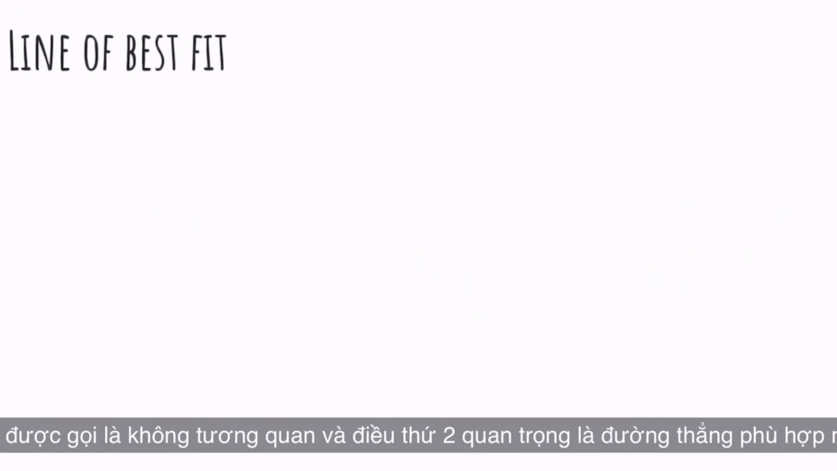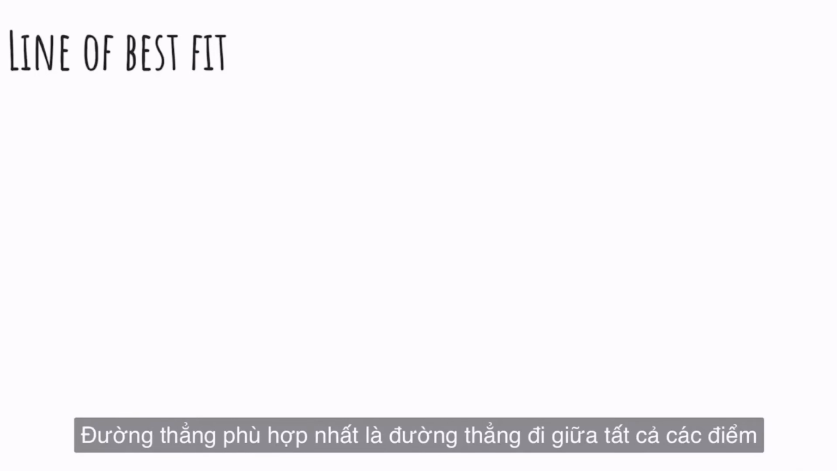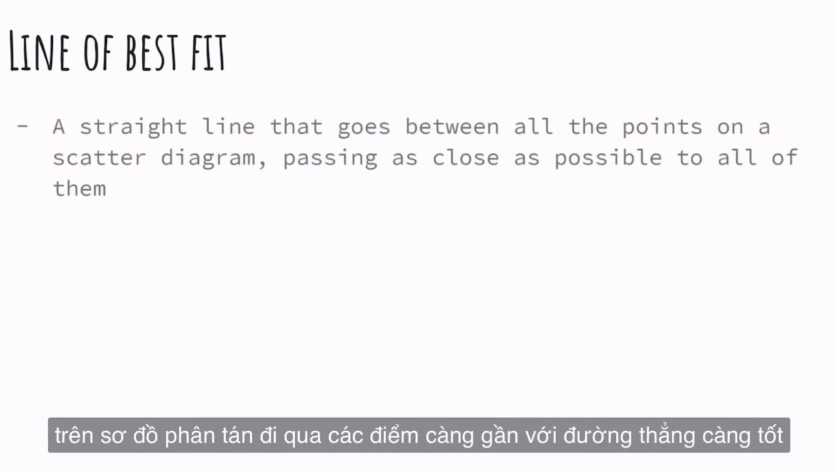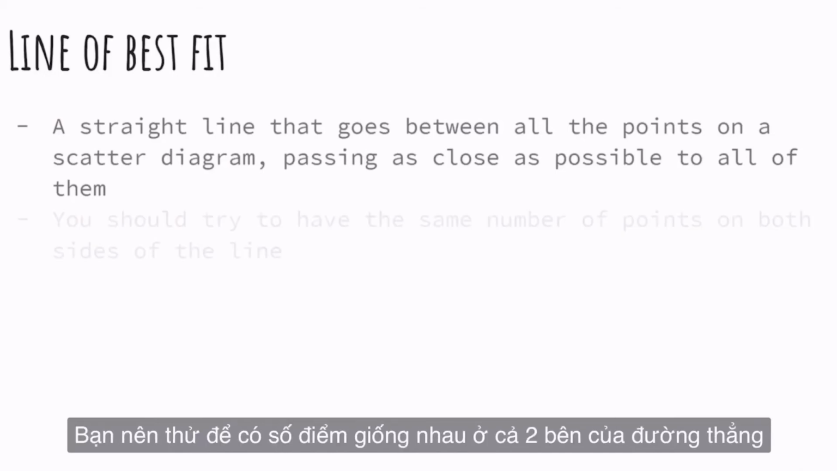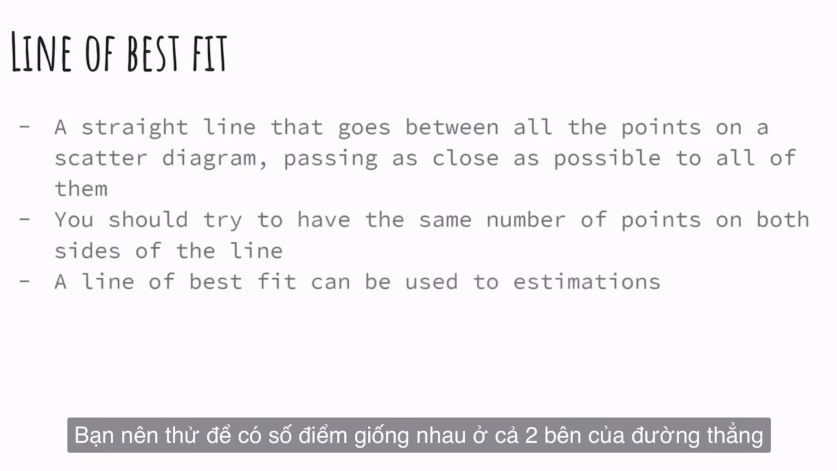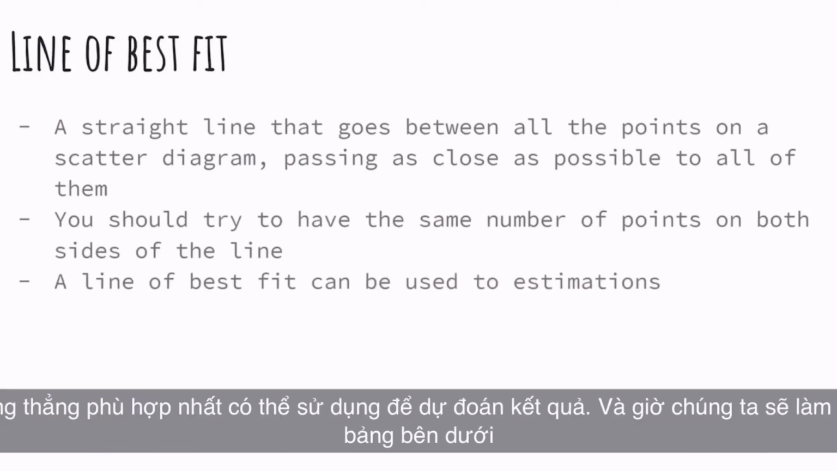The second property of a scatter graph is the line of best fit. A line of best fit is a straight line that goes between all the points on the scatter diagram, passing as close as possible to all of them. You should try to have the same number of points on both sides of the line. A line of best fit can be used for estimation.